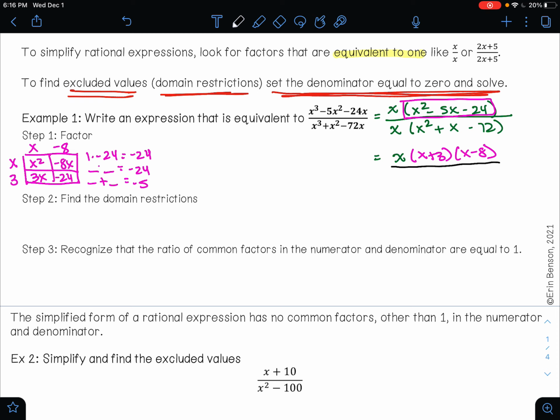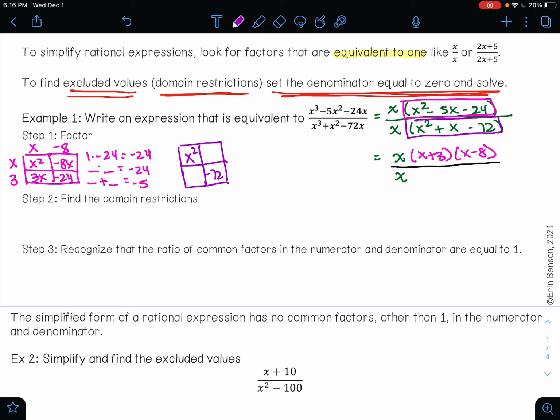In my denominator, just like how we said with the numerator, this factor of x is already as simplified as it's going to get. So I'm going to go ahead and leave that there. And then I want to factor this quadratic trinomial completely. So I'm going to do the same thing that I just did in the numerator, and I'm going to go ahead and factor this using the area model. Again, you don't have to use the area model. You can use your favorite method for factoring here.